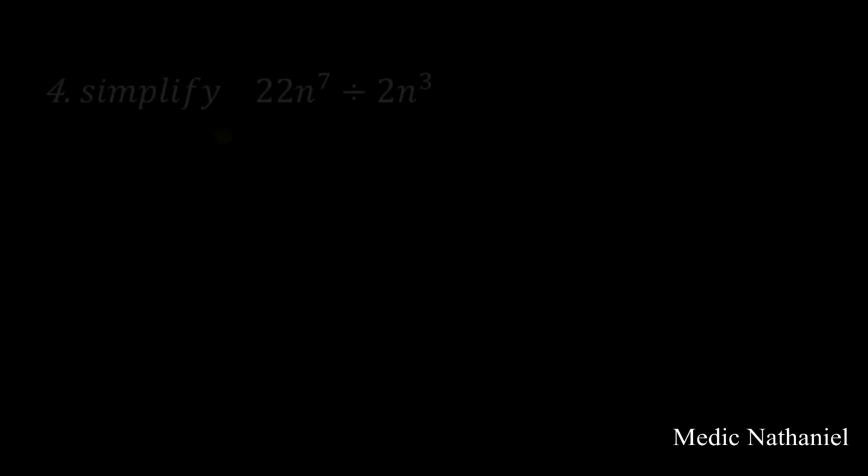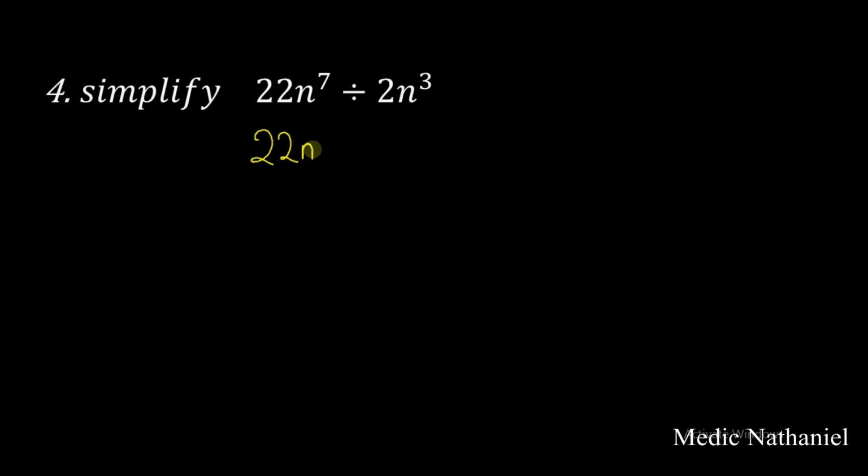In this third episode, we will continue with the application of the multiplication and division law of indices. And we are continuing with example 4 under that. Example 4 is: simplify 22n raised to the power of 7 divided by 2n raised to the power of 3.